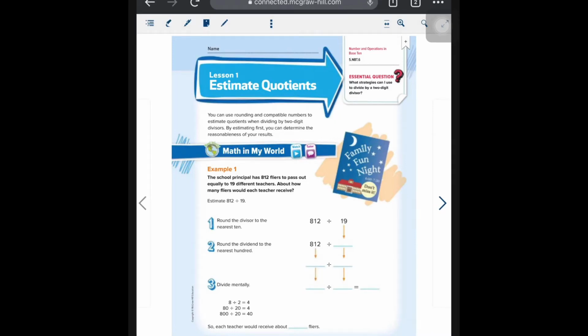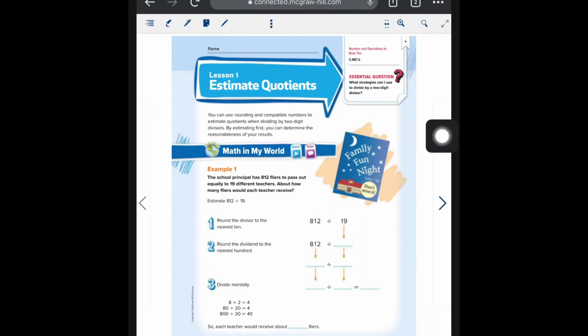We are on Chapter 4, Lesson 1, Estimate Quotients. You can use rounding and compatible numbers, which we use most in this chapter, to estimate quotients. Remember, quotients means answer to a division problem. When dividing by two-digit divisors, by estimating first, you can determine the reasonableness of your results.